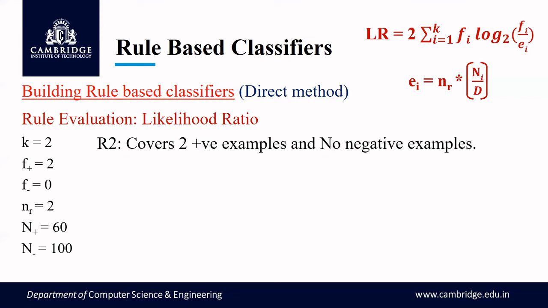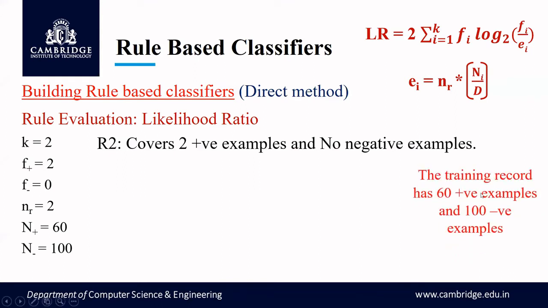And then what is D? D is nothing but the total records. So how do we find the total records? You just add the number of positive and negative records given in the question with respect to the training record. He says that it has 60 positive and 100 negative. So D is again 160.